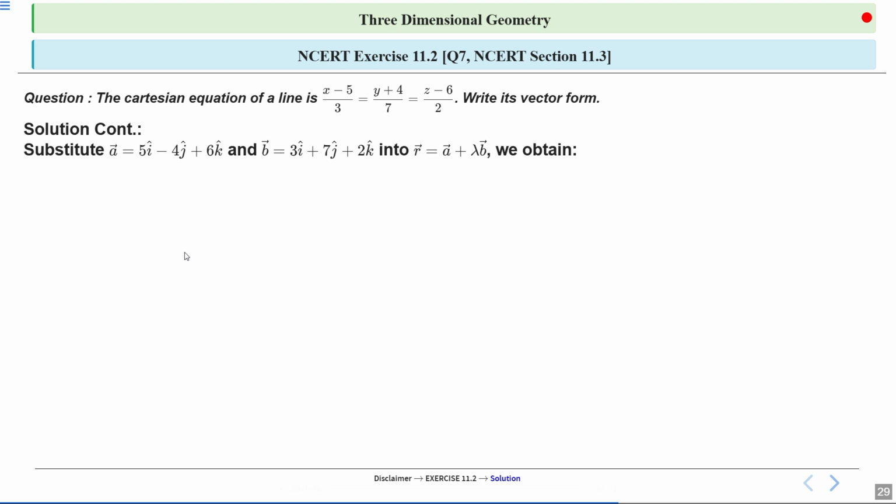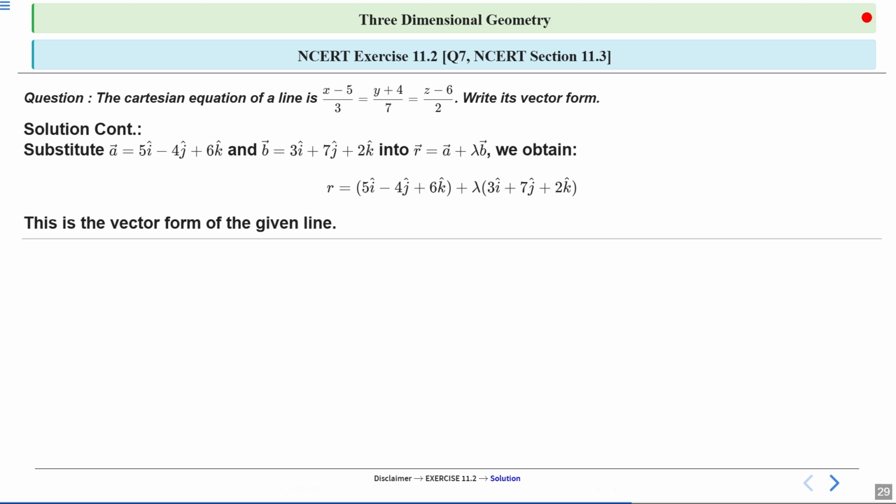Now substitute vector a equals 5 i cap minus 4 j cap plus 6 k cap and vector b equals 3 i cap plus 7 j cap plus 2 k cap into vector r equals vector a plus lambda times vector b. Then we obtain vector r equals 5 i cap minus 4 j cap plus 6 k cap plus lambda times 3 i cap plus 7 j cap plus 2 k cap. So this is the vector form of the given line. I hope this question is clear to all of you. So now let's move to the next question.